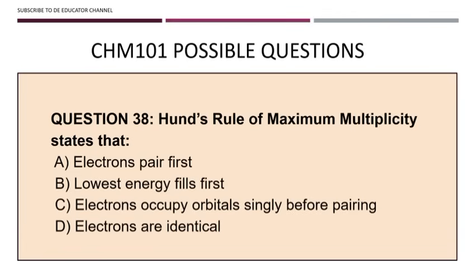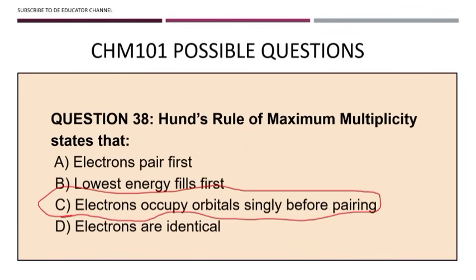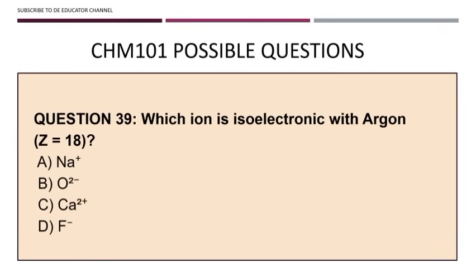38. Whose rule of maximum multiplicity states that electrons occupy orbitals singly before pairing? Remember I said it is still the same guy that has to do with degeneracy, same energy. So if we have an orbital subshell, electrons will first of all occupy singly, then pair. The person that postulated this law is Hund, and it's known as Hund's rule of maximum multiplicity.